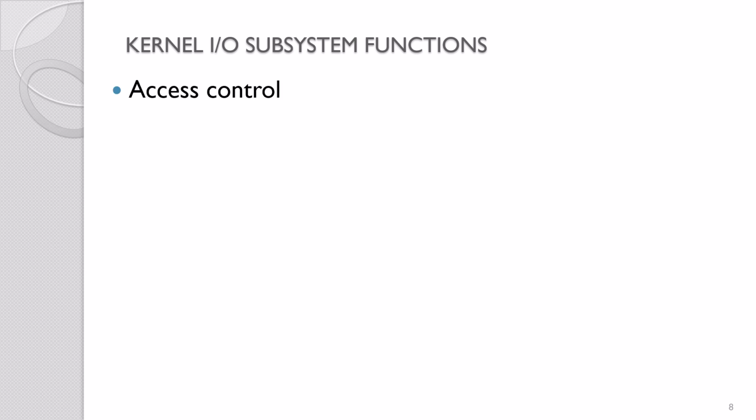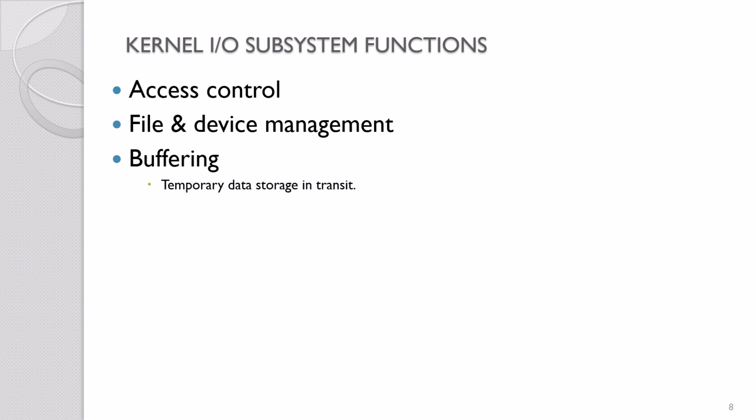All right, so the functions of the kernel I/O subsystem is to control access, to manage your files and devices and directories and all of that. Buffering: because there's varying speeds of devices, the data needs to be stored somewhere. So your operating system will have a buffer where it's stored because there's different speeds. But one thing about a buffer is that the buffer may store the only copy of the data. So the operating system has to make sure that this data gets transferred. The second thing is caching.